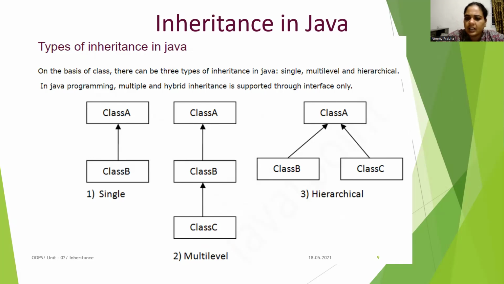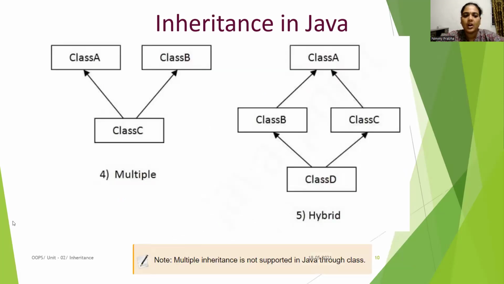And hierarchical inheritance, so the levels are there, class A and classes B and C. Two classes B and C are inherited from class A. That is hierarchical inheritance. And next one is multiple inheritance, means one class is inherited from two other base classes, class A and class B, but it is not supported in Java. So we are not using multiple inheritance in Java.